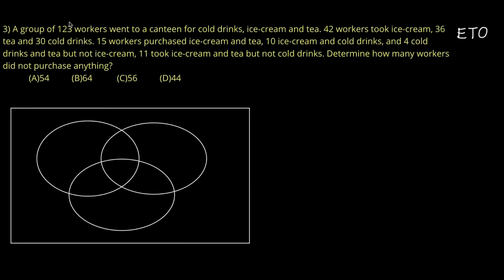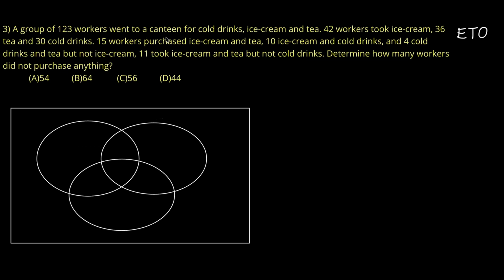Third question. A group of 123 workers went to a canteen for cold drinks, ice cream and tea. 42 workers took ice cream, 36 tea and 30 cold drink. 15 workers purchased ice cream and tea, 10 ice cream and cold drink, 4 cold drinks and tea but not ice cream. 11 took ice cream and tea but not cold drinks. Determine how many workers did not purchase anything.